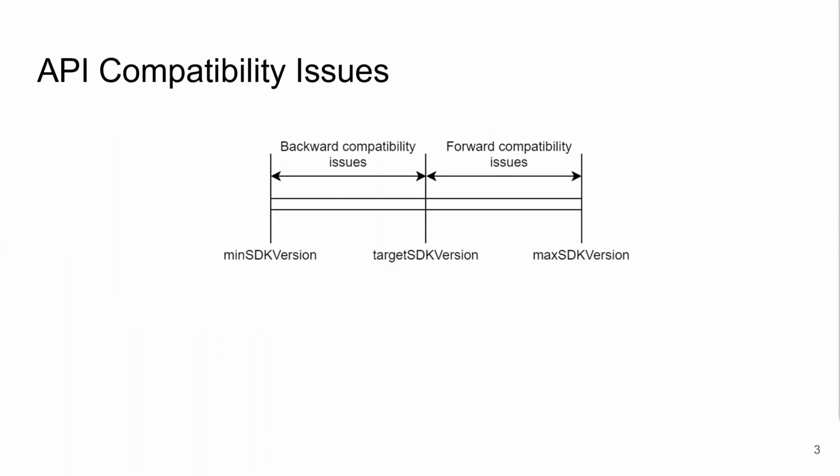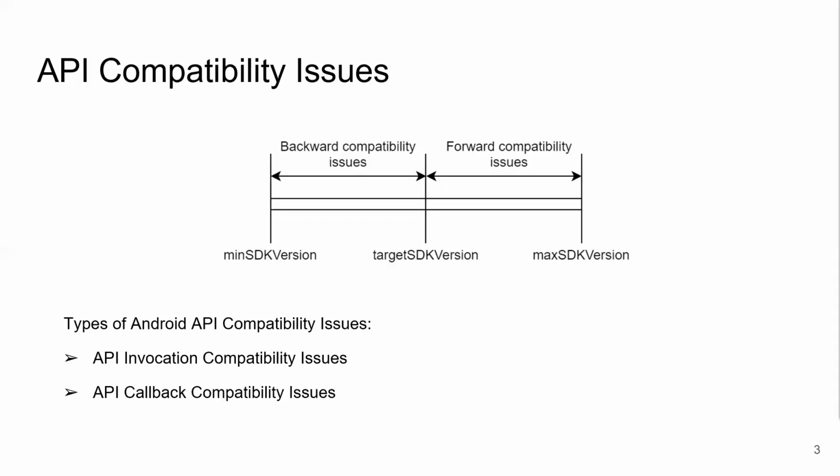The mismatch between the API level supported by the device where apps are running and the API level targeted by app developers can induce compatibility issues. API invocation compatibility issues occur when an app invokes API methods that are not supported by the device. On the other hand, API callback compatibility issues occur when overridden API methods are invoked in response to an event but are missing in the API level of the device.